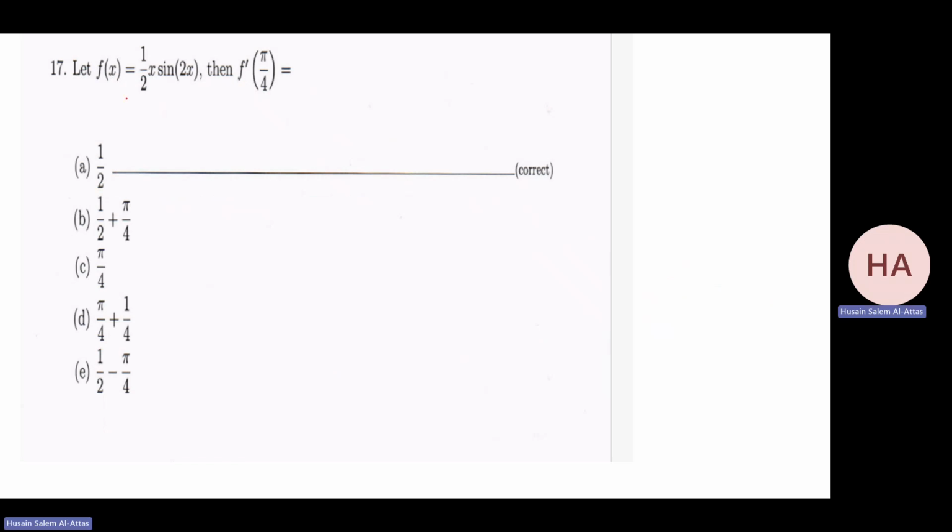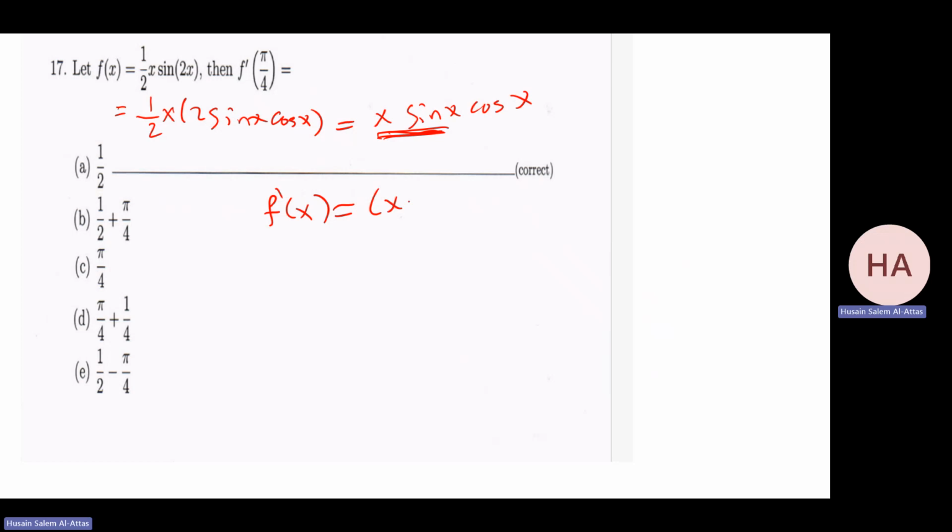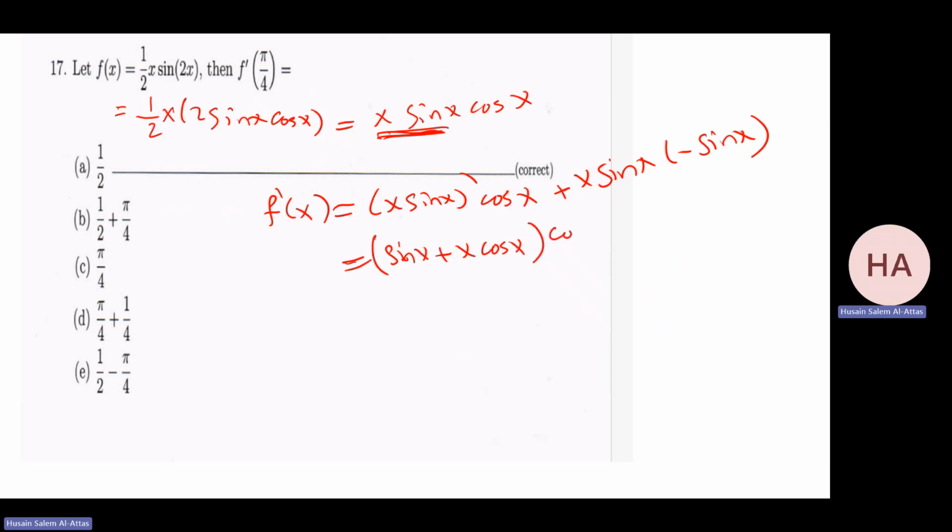One over x sine 2x: I can work it out as one half x times sine 2x. You can use the chain rule, but without the chain rule, this is 2 sine x cosine x, so we get x sine x cosine x. I can work it as a product: derivative of the first times the second, plus the first times the derivative of the second. The derivative is (sine x plus x cosine x) all times cosine x, minus x sine squared x.